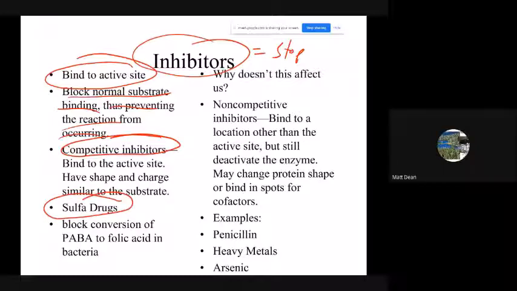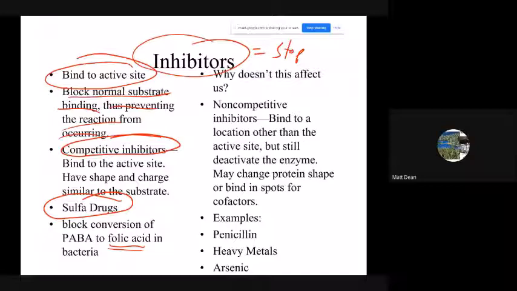These drugs are used sometimes in place of antibiotics. There's a really important vitamin called folic acid. It's important for humans. It's also important for bacteria. We humans get it from our diet. We don't have enzymes to make it. We have to eat it. And we get it from citrus fruits mostly.